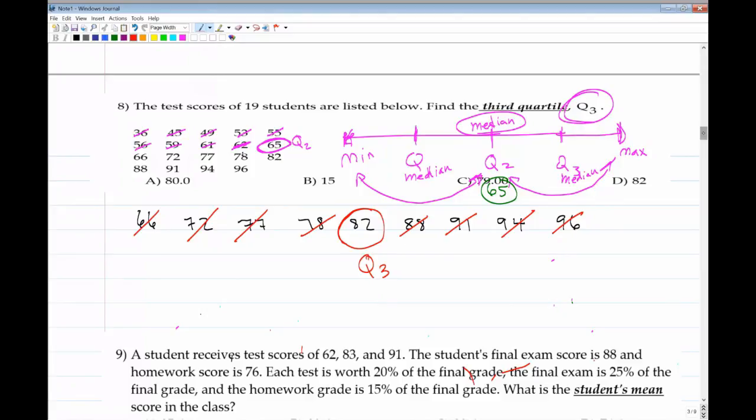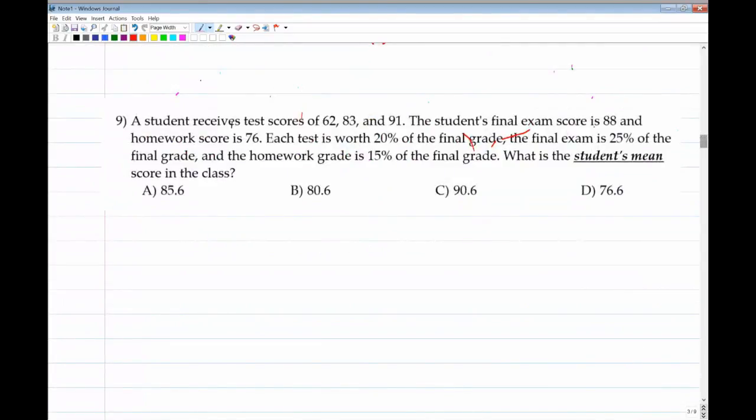Now, let's go to the next problem. The next problem is: you have test scores, the final exam, and the homework. Each test is worth 20%. So we go to the first one, 20% times the first test, plus 20% times the second test, plus 20% times the third test, since we have 3 tests.